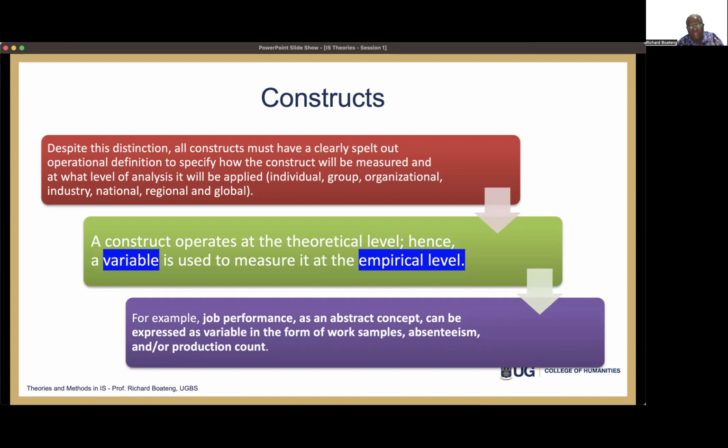Okay, so you can see here that there's a step in trying to understand the abstract concept. One of the things being pointed out is that if it's expressed as a variable, you can see it in different forms so that it's appreciated well. So the work samples, absenteeism, and production count could be characteristics of looking at job performance. Okay.